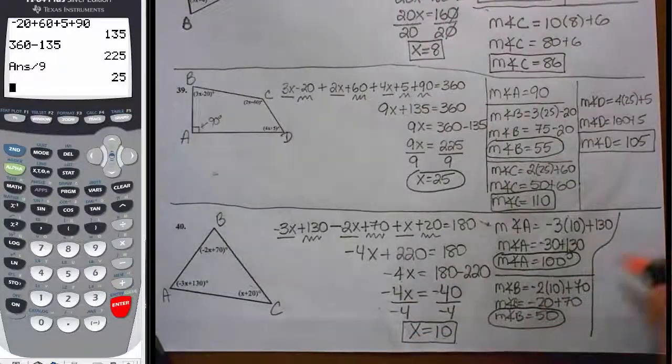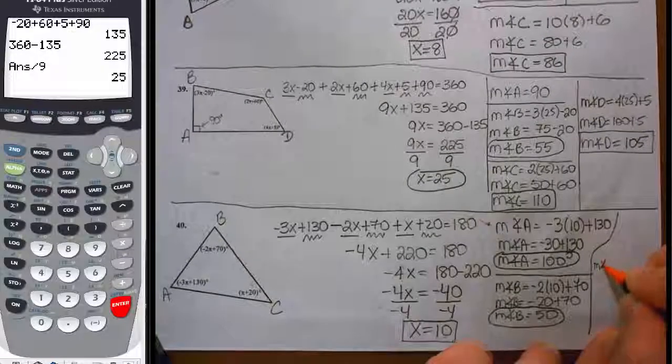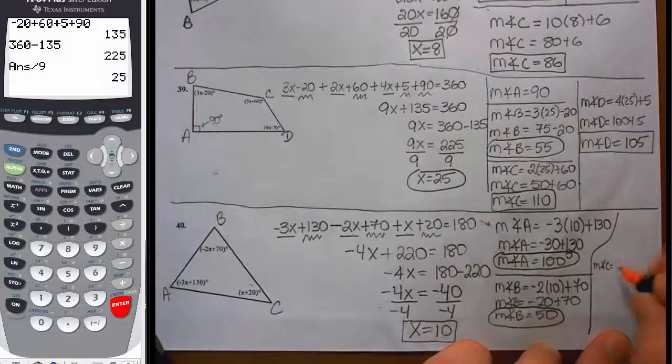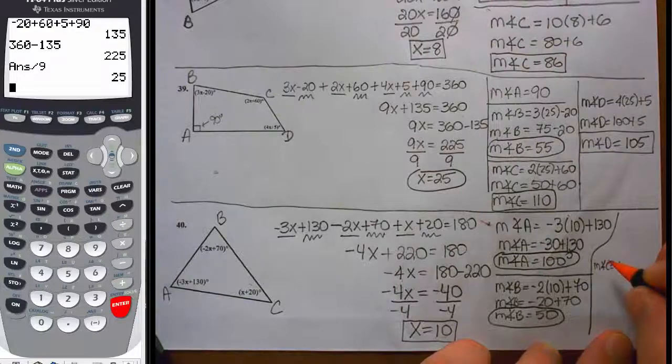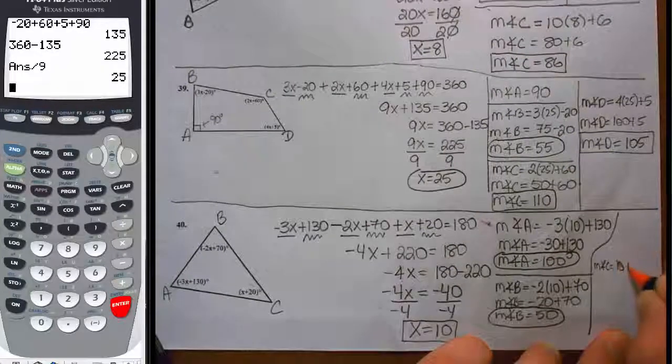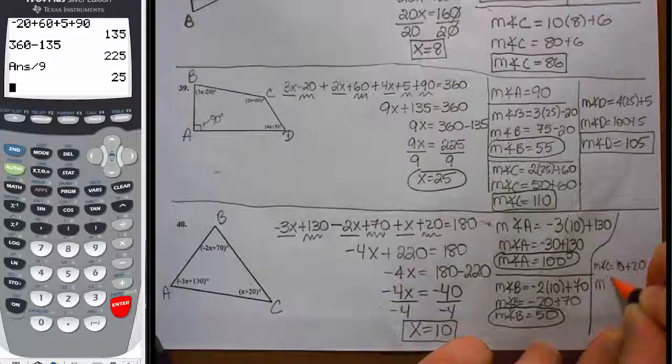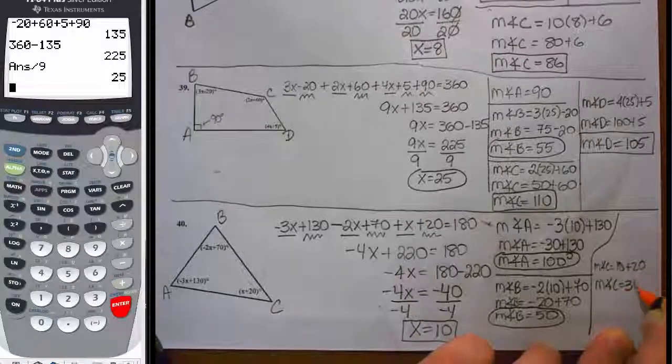Alright, let's find angle C. The formula is x plus 20, so it will be 10 plus 20. The measure of angle C then is 30.